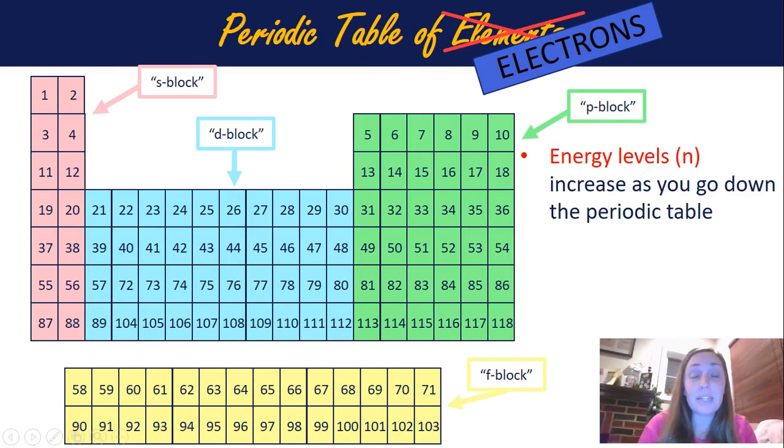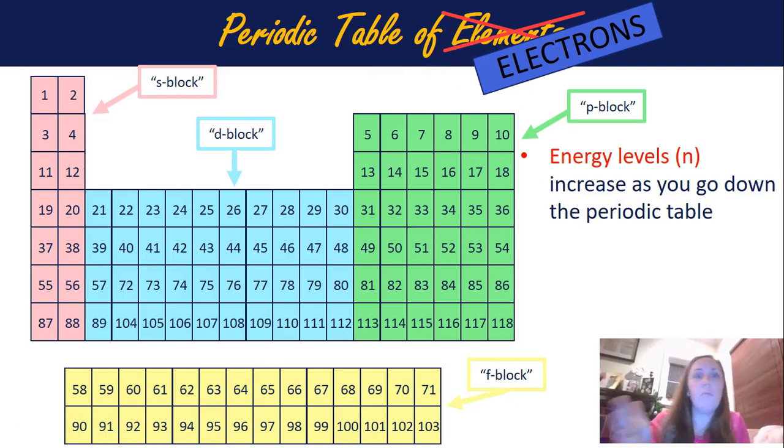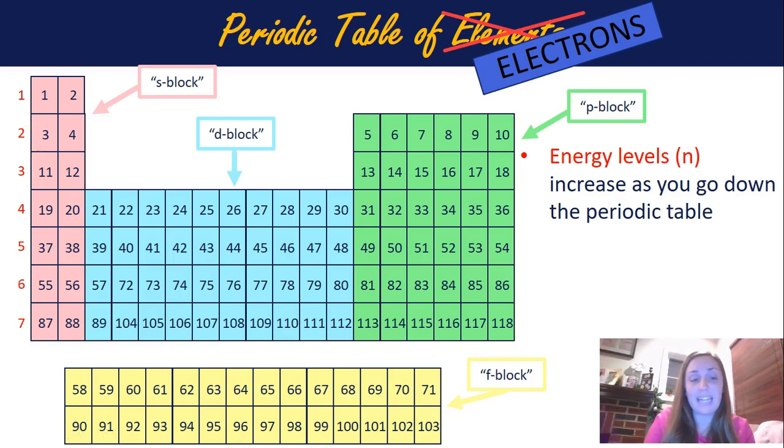All right, the other thing we need to talk about is energy levels. Those can be abbreviated N, and N means energy levels, and those increase as you go down the periodic table. So this is your first energy level, your second, your third, fourth, fifth, sixth, and seventh.